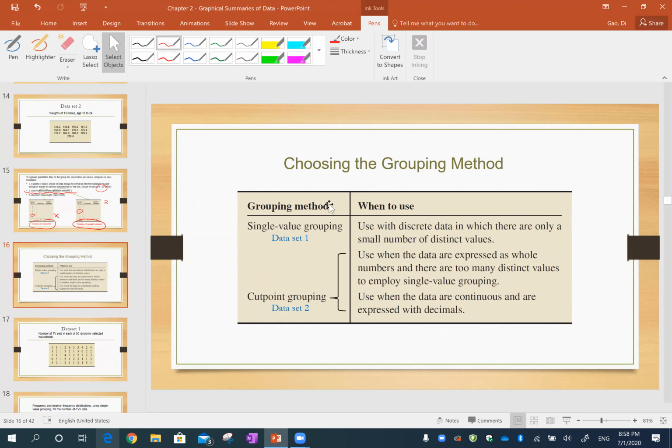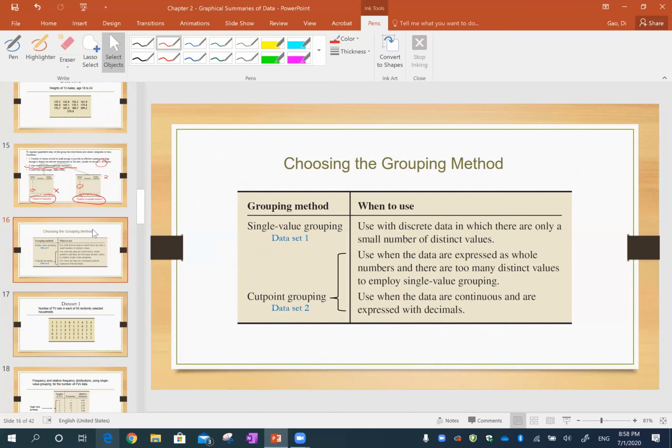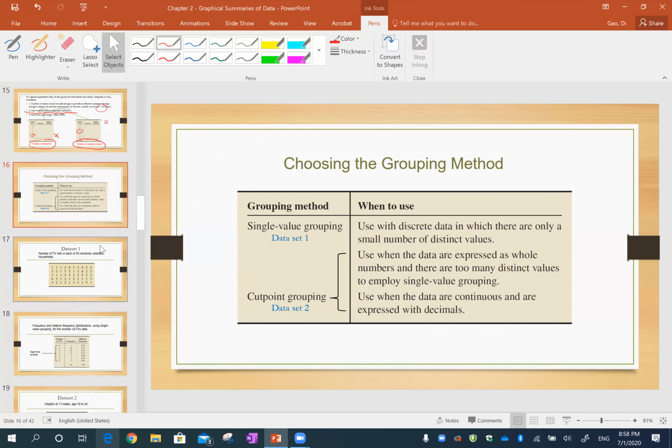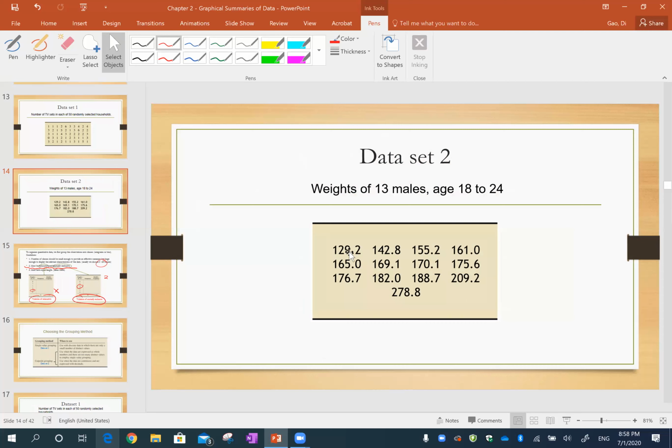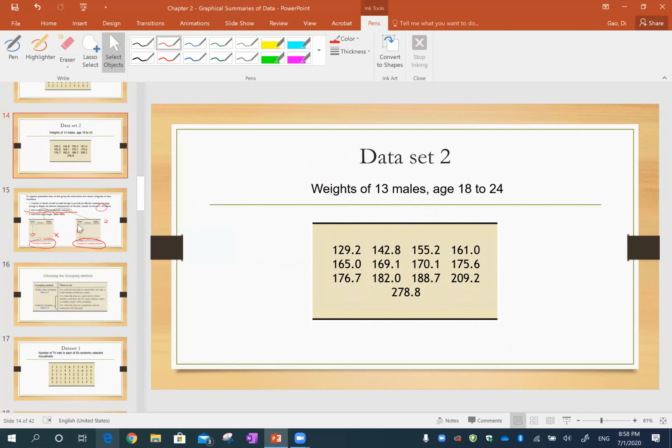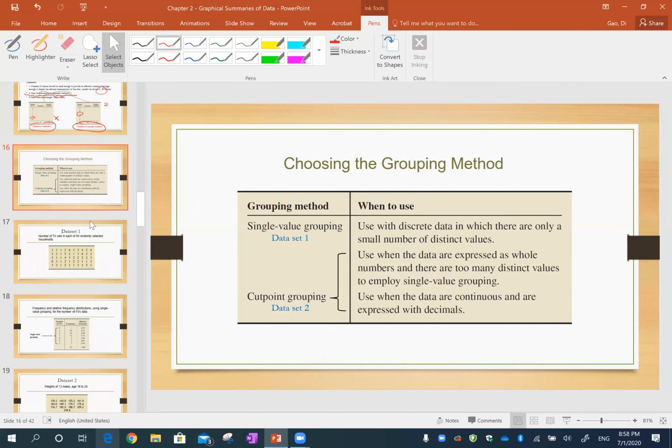And for data set 2, we're going to use the cut point grouping method. We use that when the data set is expressed as whole numbers and there are too many distinct values to employ single value grouping, or when the data set is continuous and expressed with decimals. So no matter which, cut point grouping is suitable. Let's go back to data set 2: values with decimals, and continuous. So we have to use the cut point grouping method.